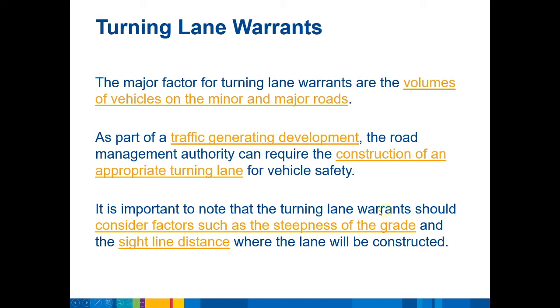Those warrants, in addition to looking at the minor and major road volumes, also look at factors such as the steepness of the grade and the sight line distance where the lane will be constructed. So basically, are we heading down a steep hill or heading up a steep hill? Is there adequate sight distance? Are we on a straight road? Are there trees that block sight lines? Are we on a bend? All those kinds of things need to be considered.